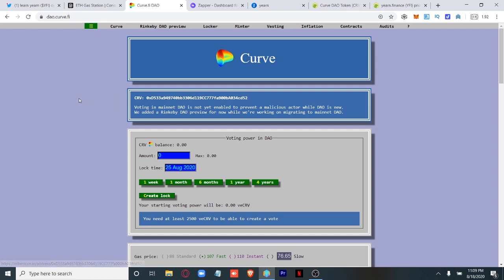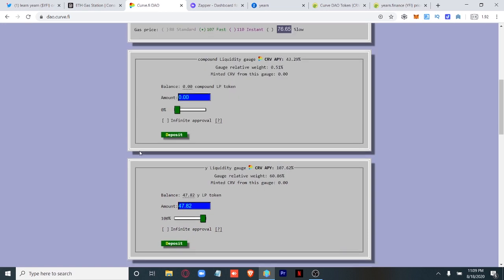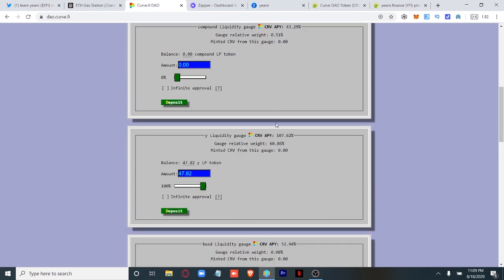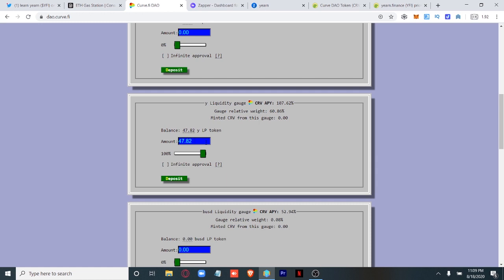If you're already a liquidity provider, you can go to dao.curve.fi. Scroll down to the pool that you have provided your liquidity to. For example, I have provided liquidity to the Y Curve pool. I provided about $50 of liquidity around 2 months ago, and I have 47.82 liquidity provider tokens. They are less than what I provided because it's an interest bearing token, so you'll have a little bit less of it, but they'll be earning interest on the $50 itself.